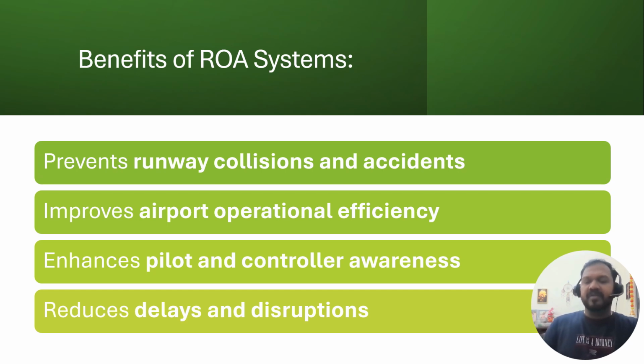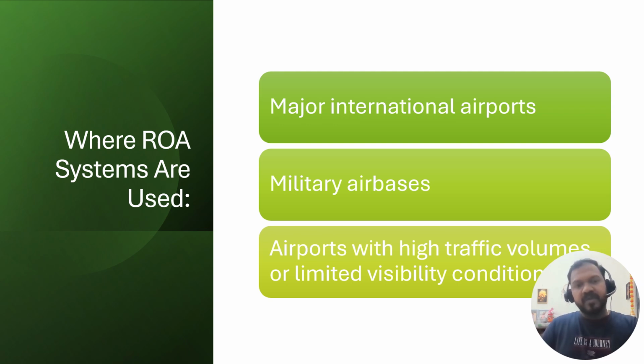What are the benefits of this system? We could say it prevents runway collisions and accidents, improves airport operational efficiency, and enhances pilot and controller awareness. Again, it can reduce delays and disruptions. And where are ROA systems used? Major international airports, military airbases, and airports with high traffic volume and limited visibility conditions.